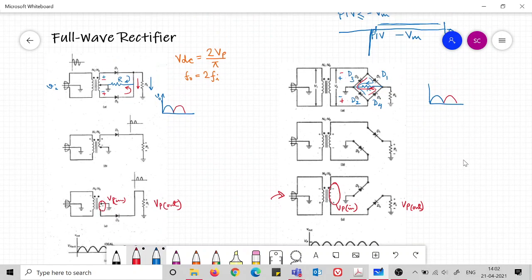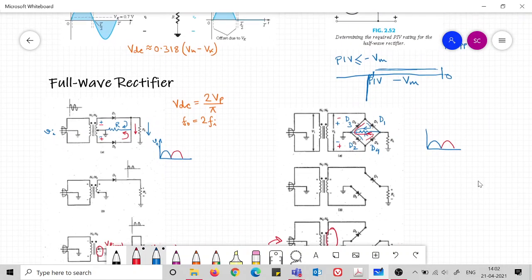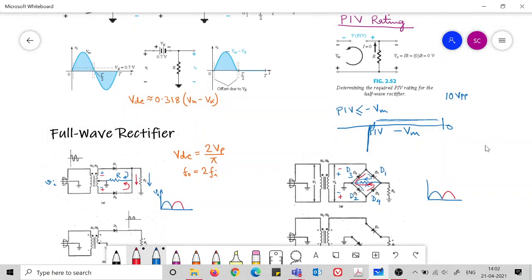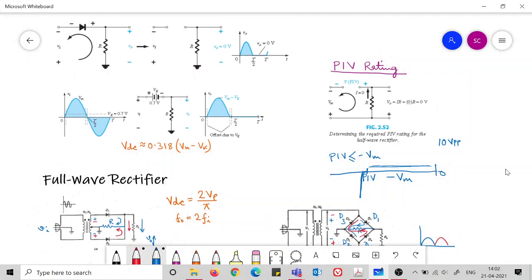So the concept of PIV we will discuss once again. What is the PIV? PIV is peak inverse voltage. Peak inverse voltage means we should not go beyond this voltage in the reverse bias mode of the diode. If we go beyond this voltage in the reverse bias, then the diode will go into the breakdown region. So this much I hope you understand.